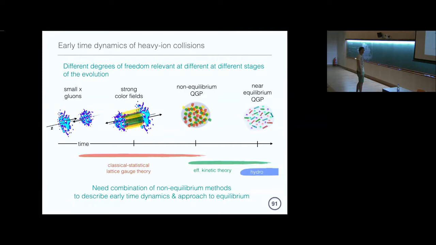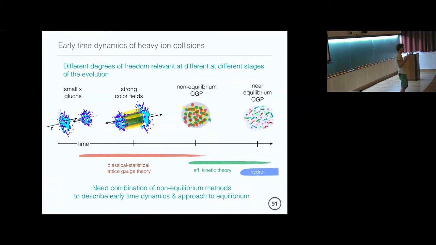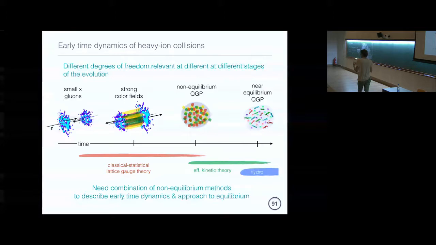Now, as we've heard from the lectures of Raju and Edmond, these small-x gluons are really abundant inside the nuclei. So you have a large occupancy of small-x gluons, and that allows us, very much in the spirit of the non-equilibrium problems that we've discussed, to treat their dynamics semi-classically.